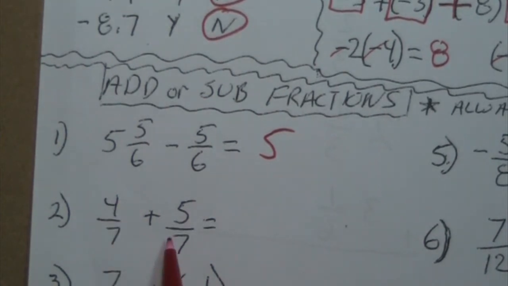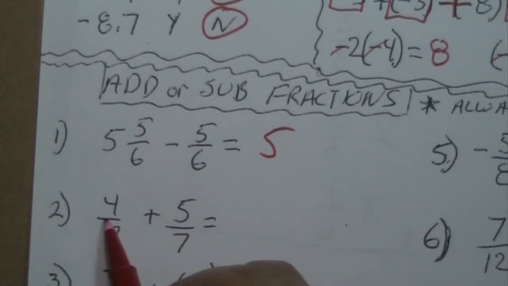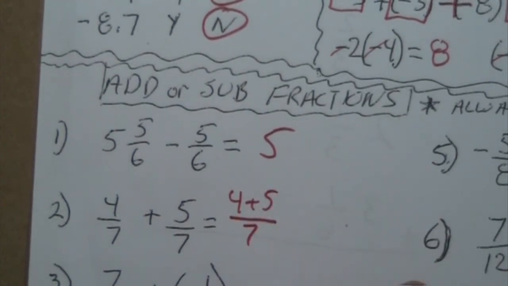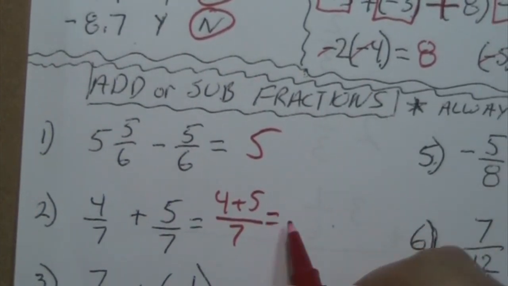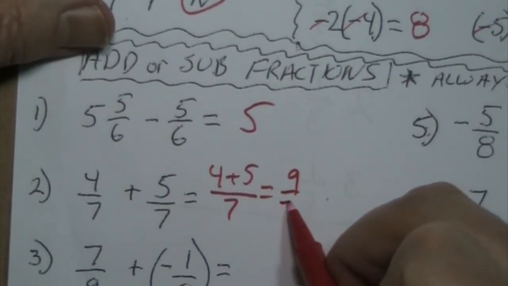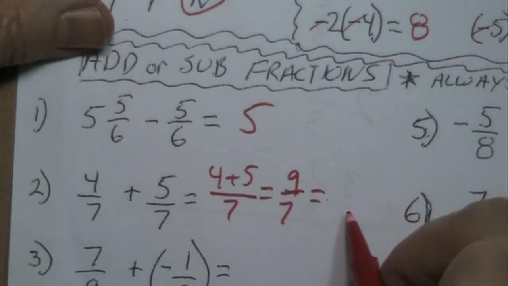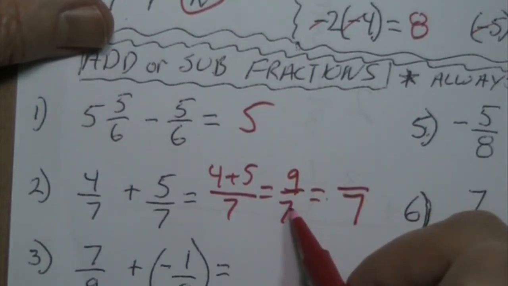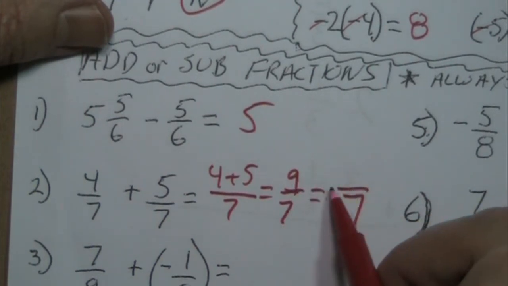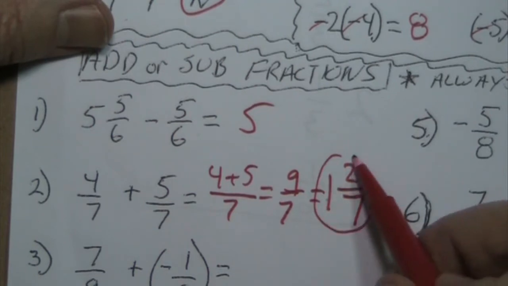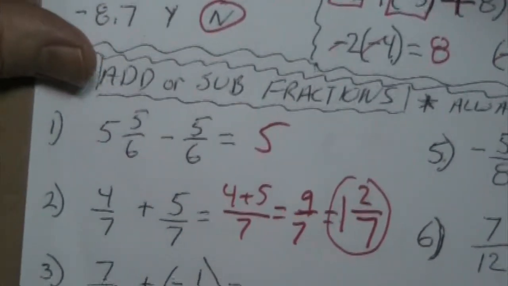Let's see, 4 sevenths and 5 sevenths. Okay, so that's the same thing as having 4 plus 5 on top, 7 on the bottom. That's 9 sevenths. Need to reduce that. This is where some students get messed up. 7 goes into 9 one time with 2 left over. So 1 and 2 sevenths.